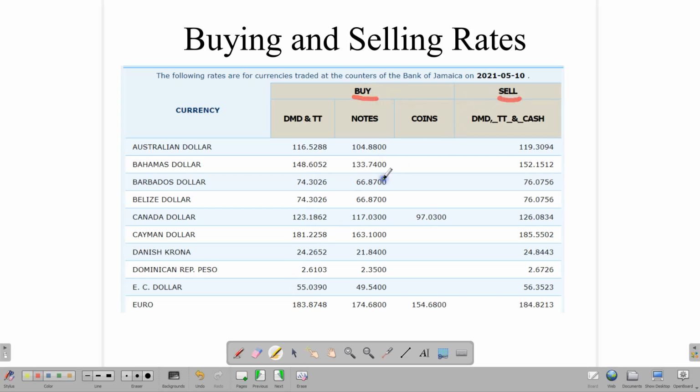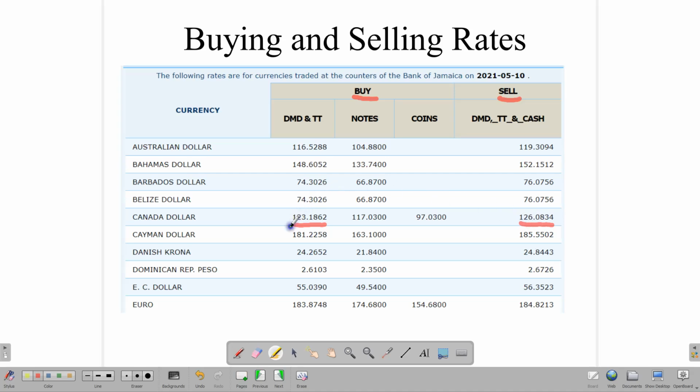What buy means is that if you as a person go to the bank and you want to get some, for example, Canadian dollars, then you're going to be paying roughly $126 for one. So the selling rate is the rate at which the bank sells you the currency. When we say selling rate, it's the rate at which the bank is willing to give you the currency for. So you would buy it from the bank for this. Now the buying rate is the rate at which the bank takes it from you.